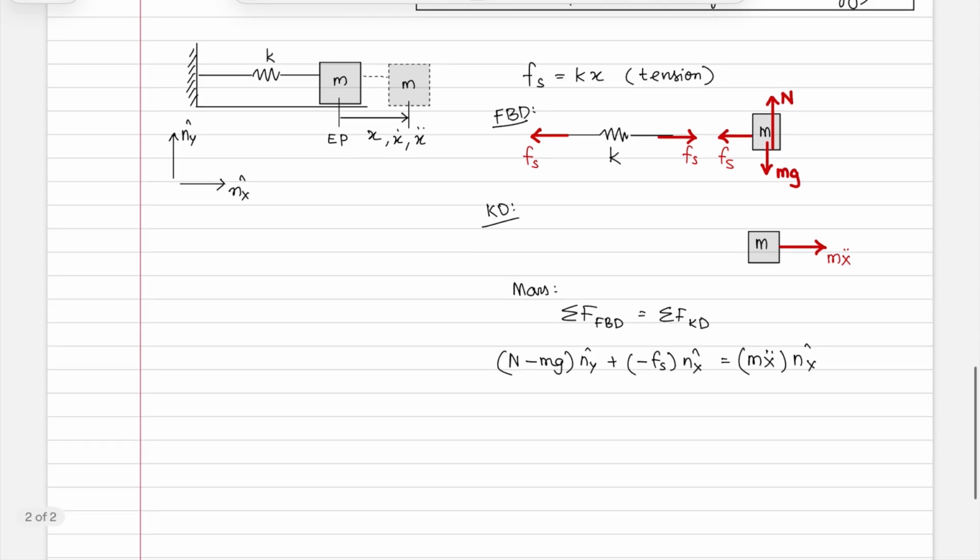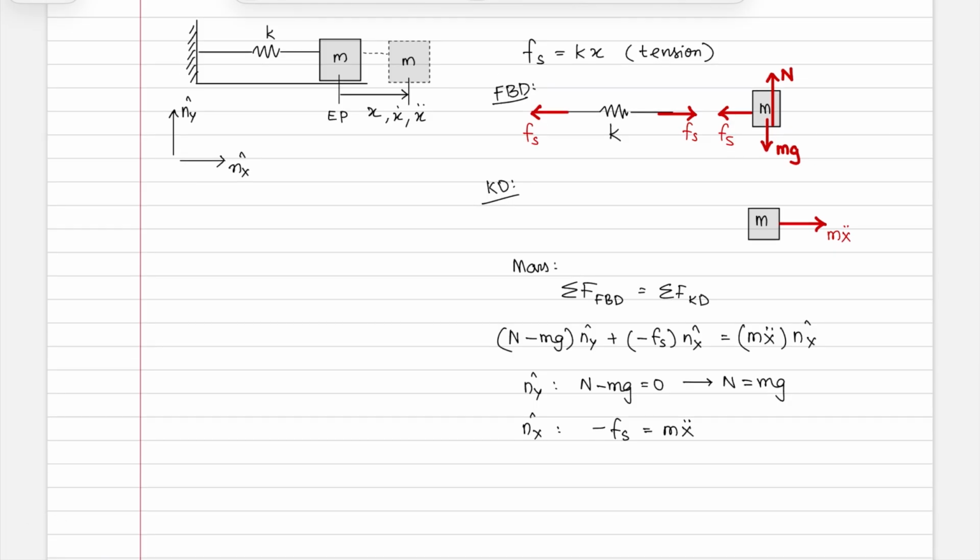Now, if you take a dot product along the ny hat direction, what you obtain is that n minus mg is equal to 0, from which n is equal to mg. And if you take the dot product along nx hat, you will have minus Fs is equal to mx double dot.